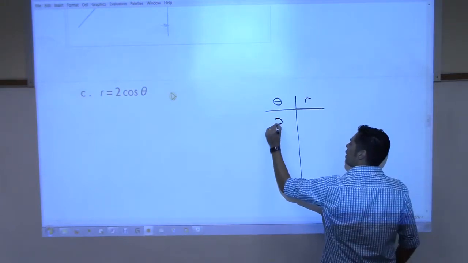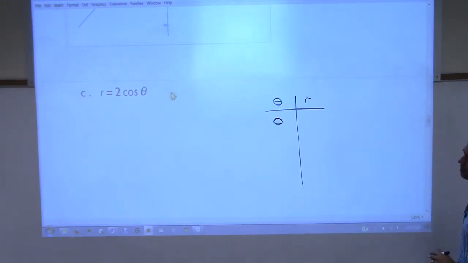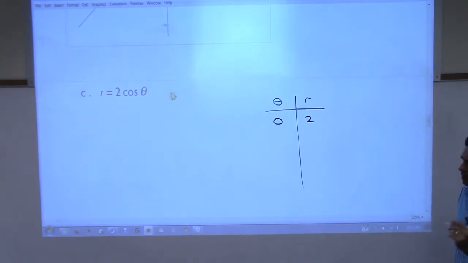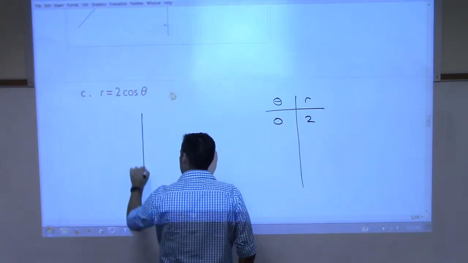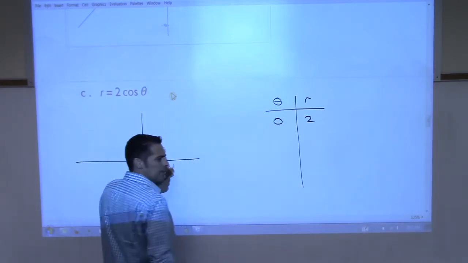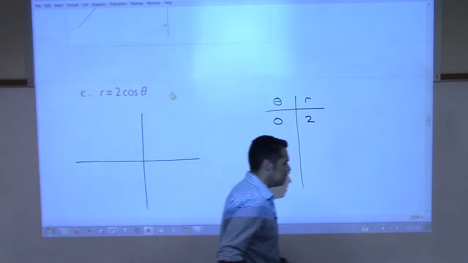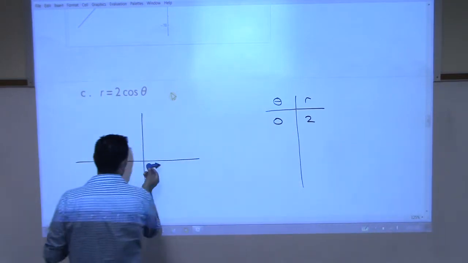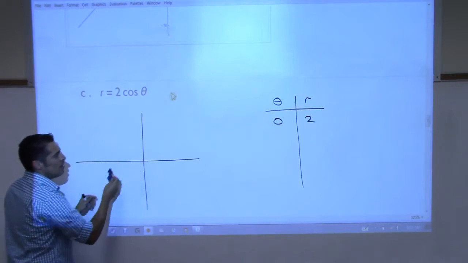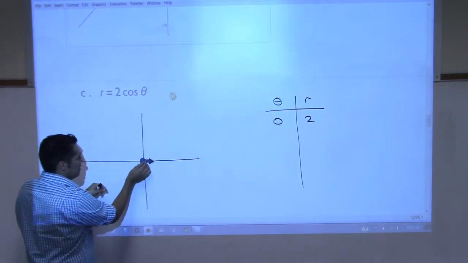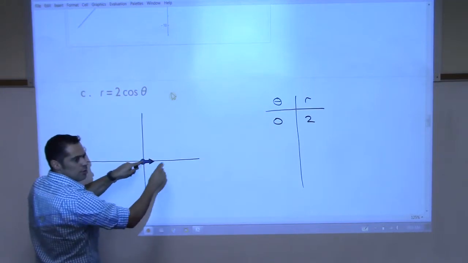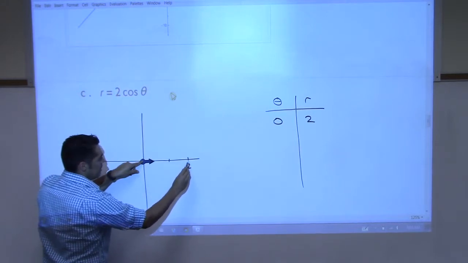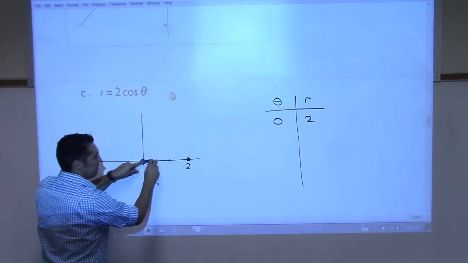Let's start with 0. If theta is 0, then I'm going to get 2. So I'm going to start graphing this over here. Remember I showed you what polar graph paper looked like last time? I'm not going to draw polar graph paper, but I made this little thing here today. This is going to be my direction arrow, which way I'm pointing. Right now, theta is 0, which means I need to be pointing out the x-axis. And then I need to walk out 2 units. So I walk out 1, 2, right there, and I place a dot. That's my first point.